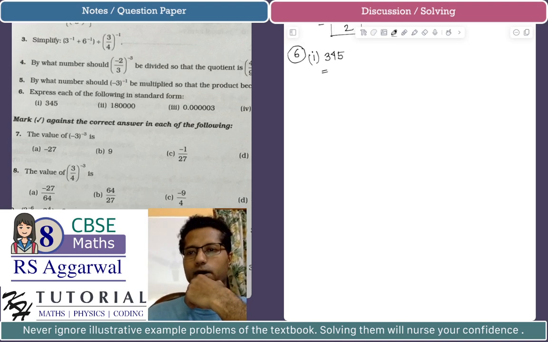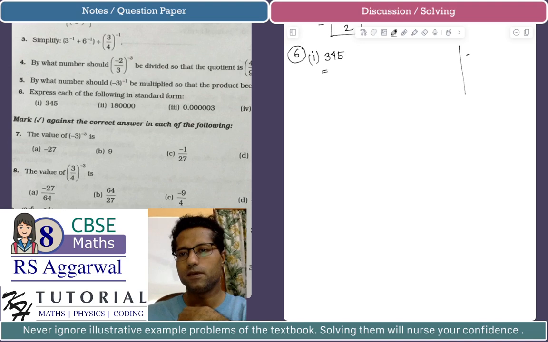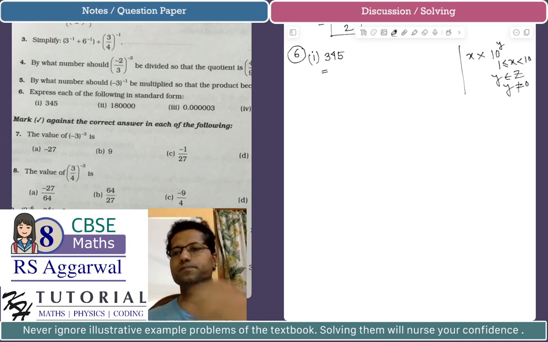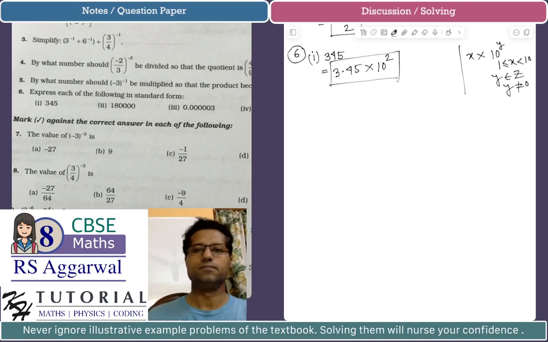So I need to convert it in the form x into 10 to the power y. Remember the standard form, x multiplied by 10 to the power y, where x is greater than or equal to 1 and less than 10, and y belongs to integer. Y is an integer, but y not equal to 0. Now I can clearly write it as 3.45 multiplied by 10 square. This can be done orally. So this is the number in standard form.